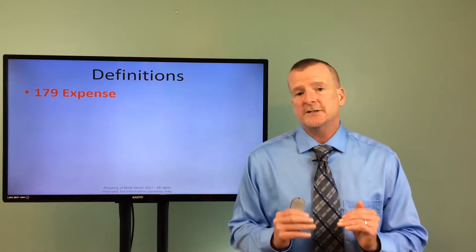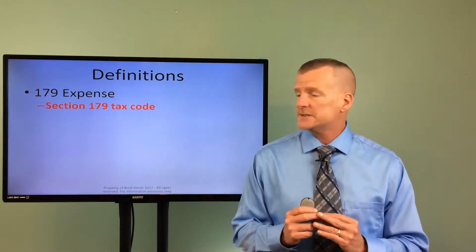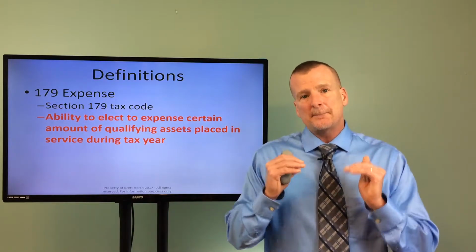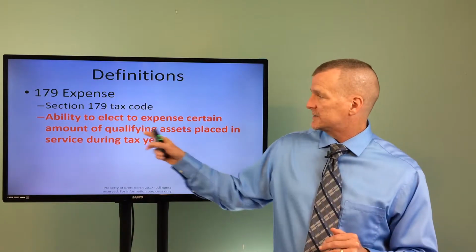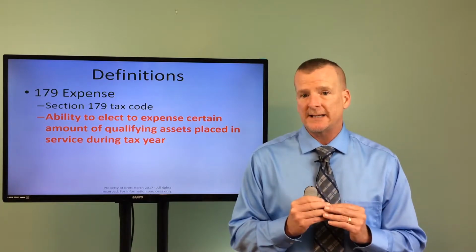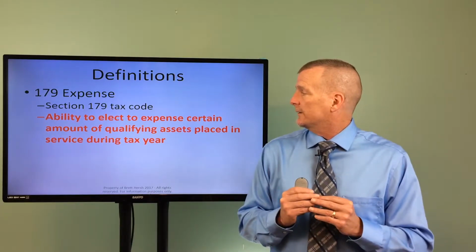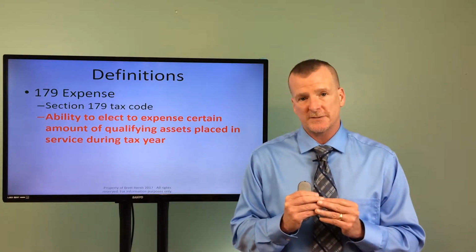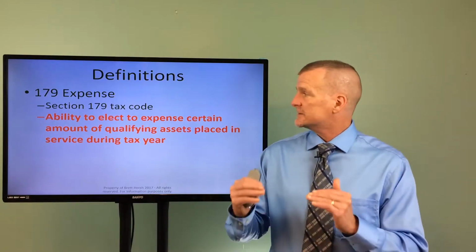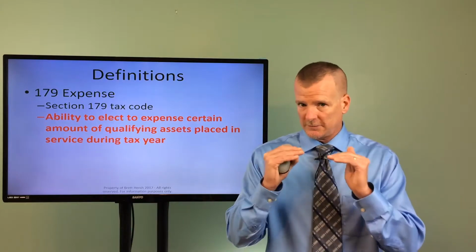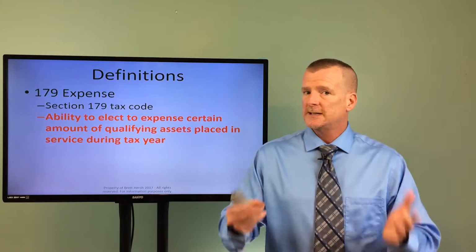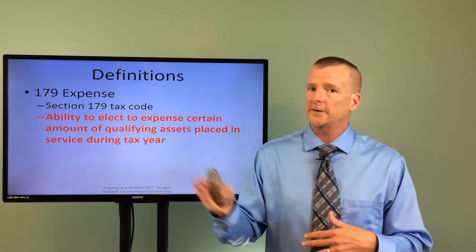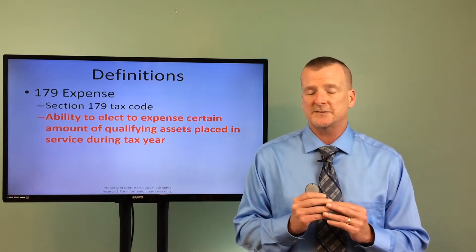Okay, the final definition here is the 179 expense. This is from section 179 of the tax code, and that is the ability to elect. You have to elect this by actually claiming it, but it's the ability to elect to expense a certain amount of a qualifying asset placed in service during the tax year. So this is kind of cool. It does have limits, which we're not going to go over because they change every year too, I just wanted to let you know what it is. But usually it goes from somewhere between $25,000 up to $150,000, depending on what Congress decides to do that year.